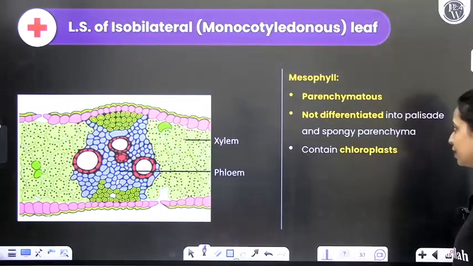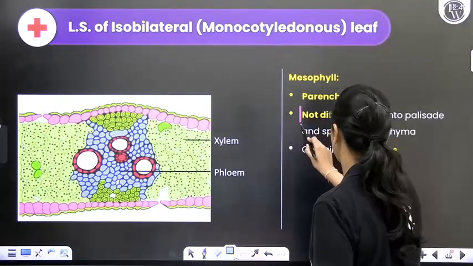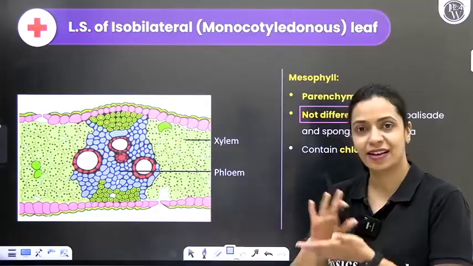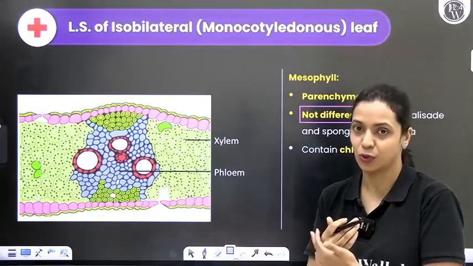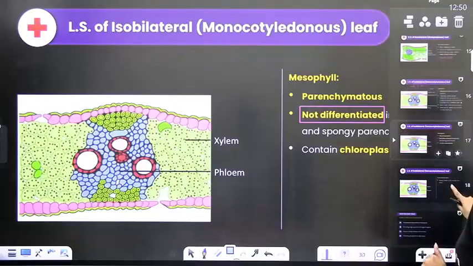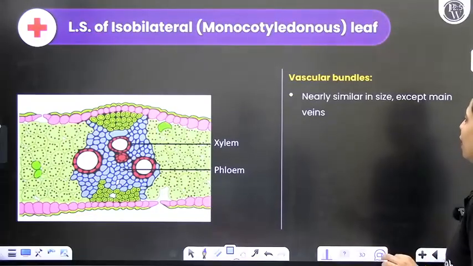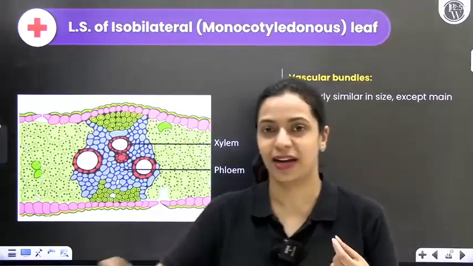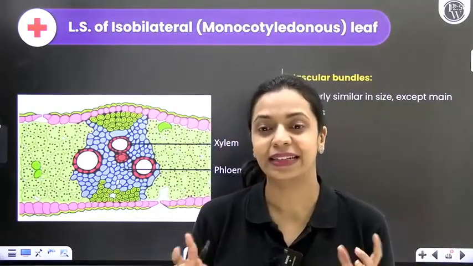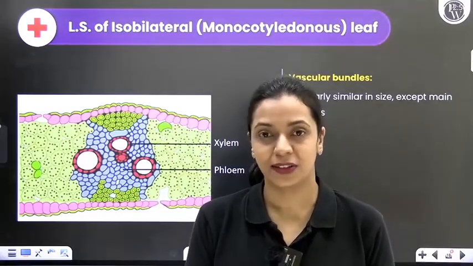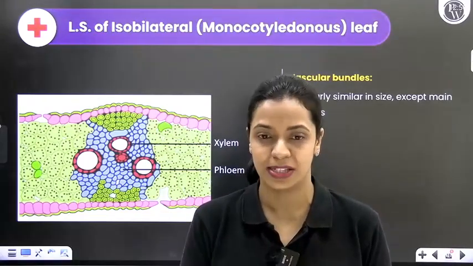Coming to mesophyll, here there is no differentiation into palisade and spongy. Throughout it is parenchymatous, throughout they all contain chloroplasts. That's why in monocot leaves you do not see a color difference on the two sides mostly. They will be of the same color. Now talking about the vascular bundles, over here the vascular bundles will be nearly of the same size because in parallel venation you do not see any difference in the size of the veins. All of the veins will be of similar thickness, so the size of the vascular bundles also will be similar.